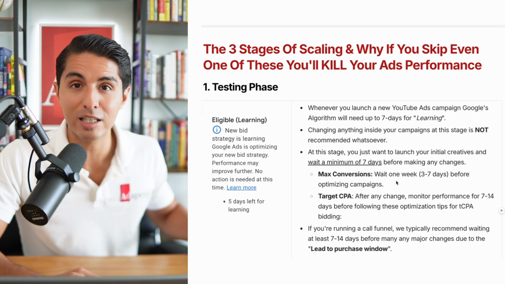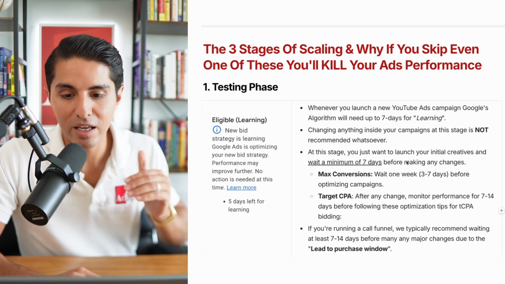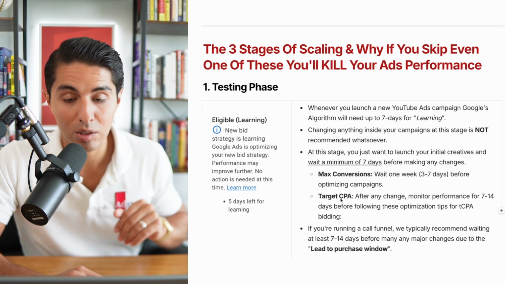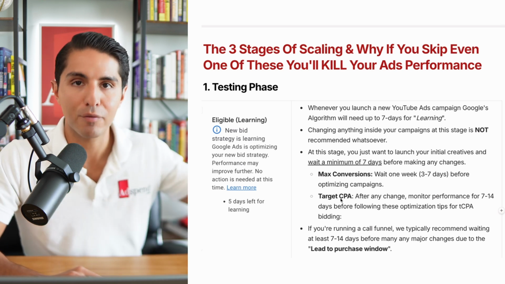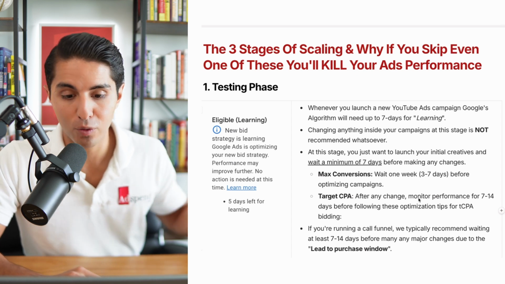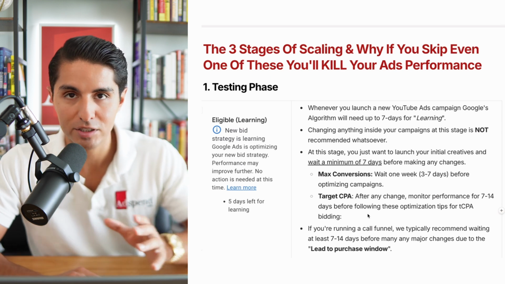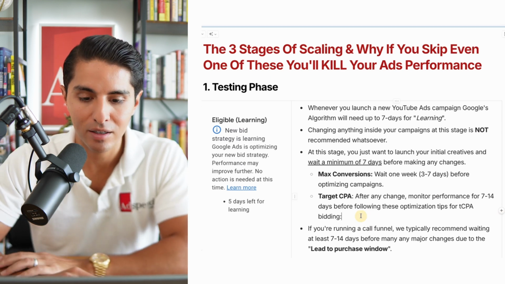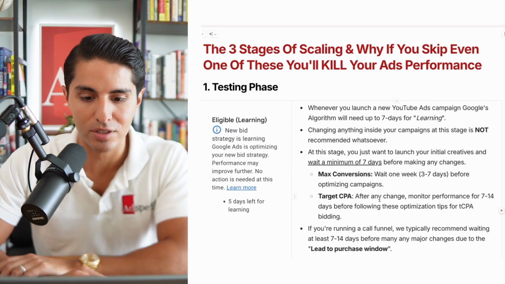And this is per Google Ads practices, by the way. Okay, so you can see here there's a common theme. 7 days, right? Target CPA, if you launch with that, which is another bidding strategy that you typically use after max conversions. After any change, monitor performance for 7 to 14 days before following the optimization tips for target CPA bidding. So it even tells you once again, right? You want to wait 7 to 14 days before making any changes, okay?